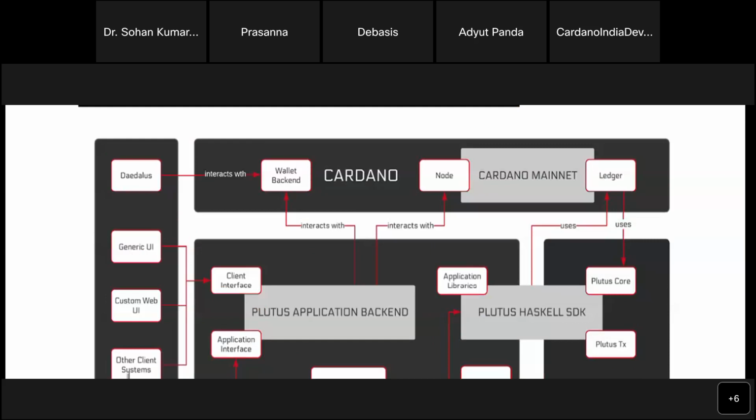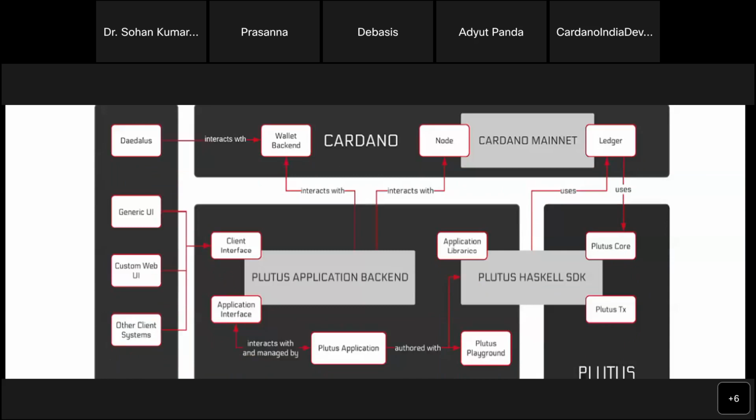We will discuss the details of the architecture of Plutus: what is off-chain, what is on-chain, and what are the different types of transactions we are going to do in operation in Plutus. In the next class, we will discuss all these things. Clear?